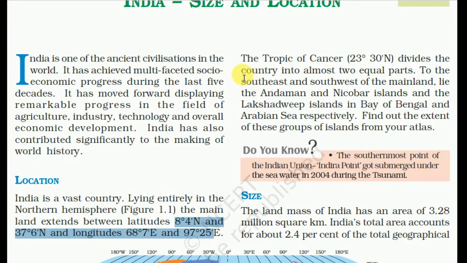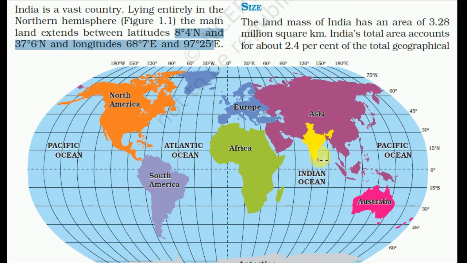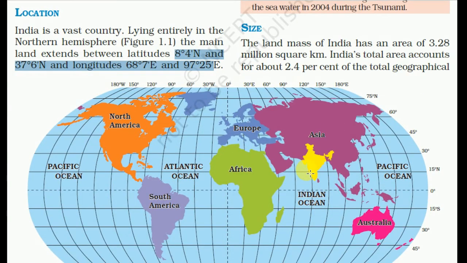To the southeast and southwest of the mainland lie the Andaman and Nicobar Islands and the Lakshadweep Islands in the Bay of Bengal and Arabian Sea respectively. So in the southeast is Andaman Nicobar, in the southwest it is Lakshadweep Island. So here is the Bay of Bengal and there is the Arabian Sea.